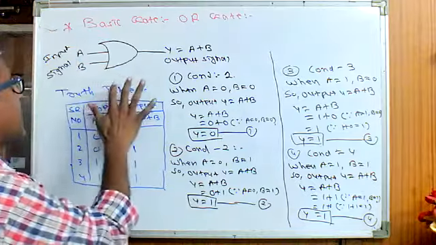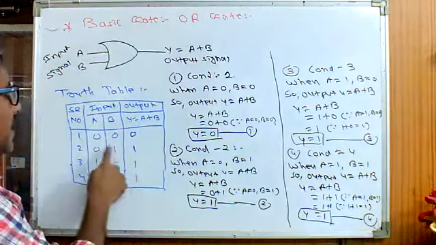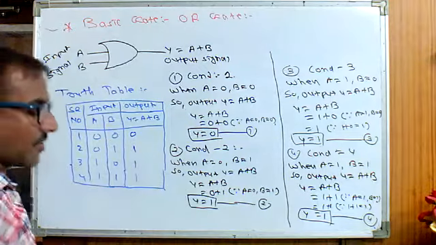So with two or more input signals here, there is only one output. The OR gate definition: the OR gate has two or more input signals but only one output signal. If any input signal is high, we get a high output.